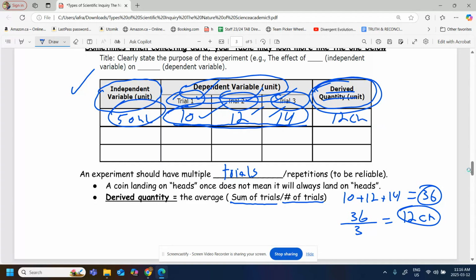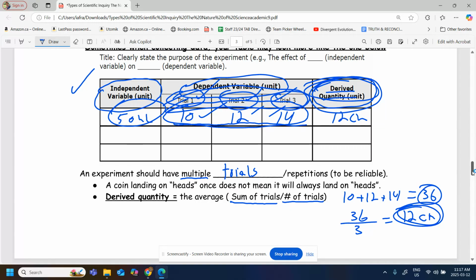And so that's the number you would use in your data point when you're making your conclusions, the average plant height. And in reality, you'd have a lot more than just 3 trials. You could have hundreds, thousands of repetitions and trials depending on your experiment to be a more reliable experiment overall, statistically speaking. And so that's how you could make a table using averages and derived quantities instead.